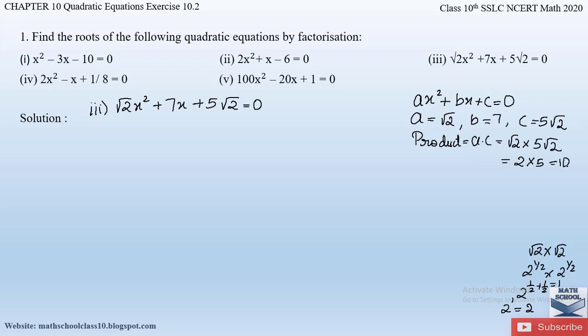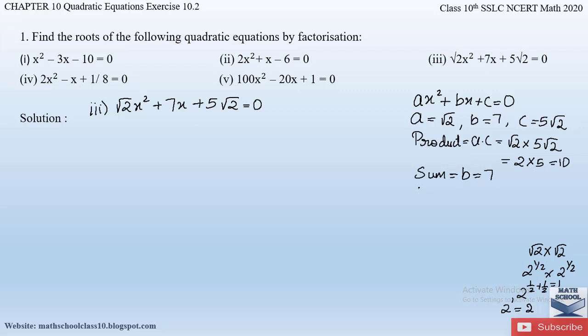So our product is 10 here, and since we have the plus sign for the c, we have to take the sum now. If it was minus, we would have taken difference. So sum is equal to b, that is nothing but 7. Now we have to find the factors of 10 such that if we multiply those two factors, we get a product of 10, and adding those two factors we should get a value 7.